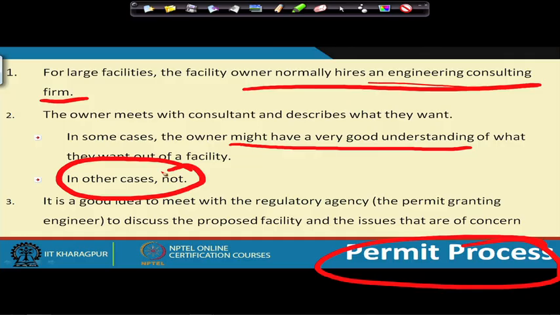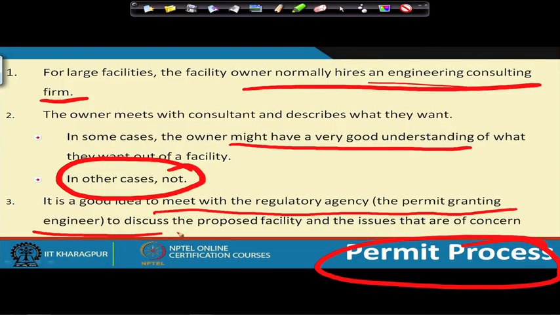It is a good idea to meet with the regulatory agency when you're working on your permit. I don't know how it works at the SPCB and CPCB areas. If somebody knows, please post that on the discussion forum. Some of you may be aware, actually, and have done this kind of exercise. But in practice, it's a good idea to meet the regulatory agency.